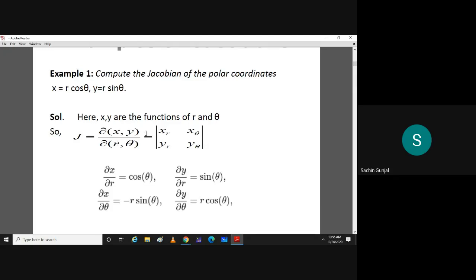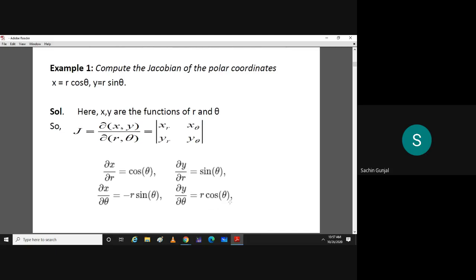By definition of Jacobian of xy with respect to r theta, the first row is x with respect to r, then x with respect to theta, then y with respect to r, y with respect to theta. So x with respect to r, theta will be treated as a constant, so its derivative is cos theta. Y with respect to r is sin theta. Then x with respect to theta, r will be treated as a constant, so minus r sin theta. Then y with respect to theta is r cos theta.